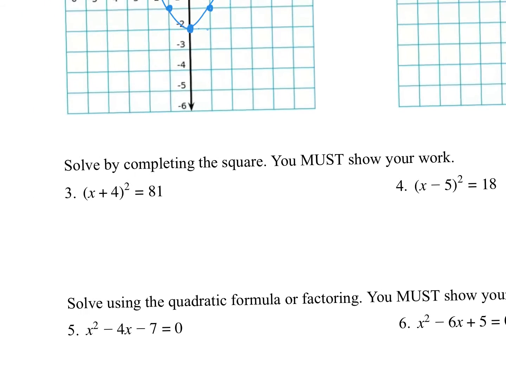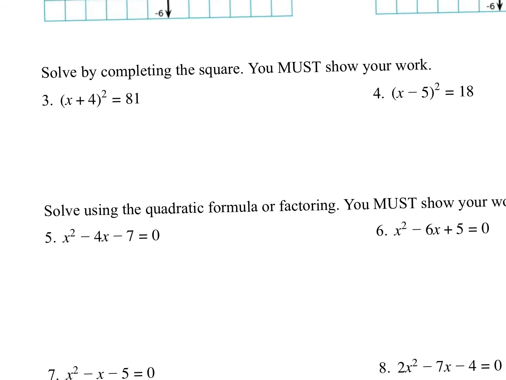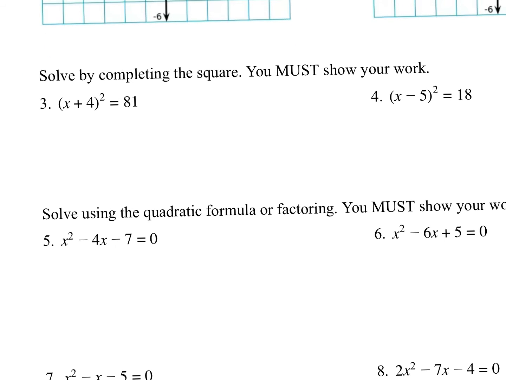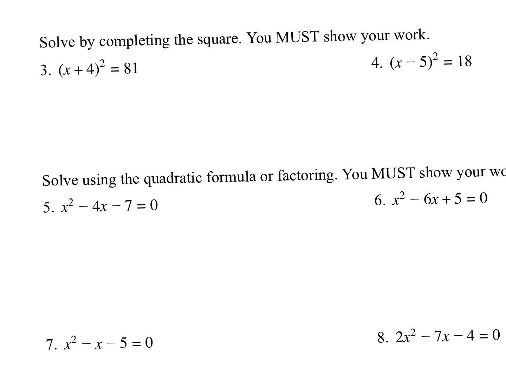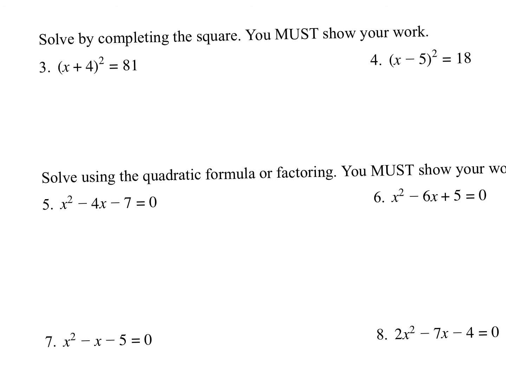Let's go on to number 3, solve by completing the square. You must show your work. So here, I'm going to take the square root of both sides. Square root, x plus 4, the x squared goes away. The square root of 81 is not just 9 when you punch it into the calculator. It is positive and negative 9.